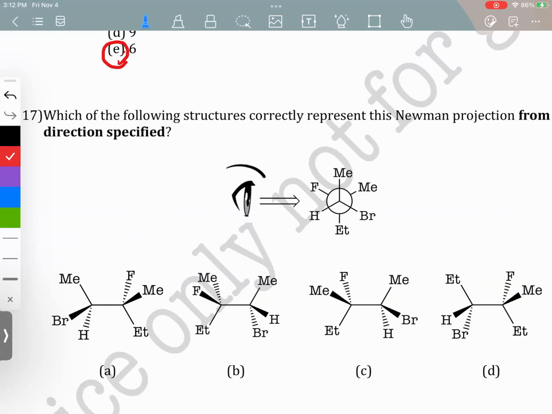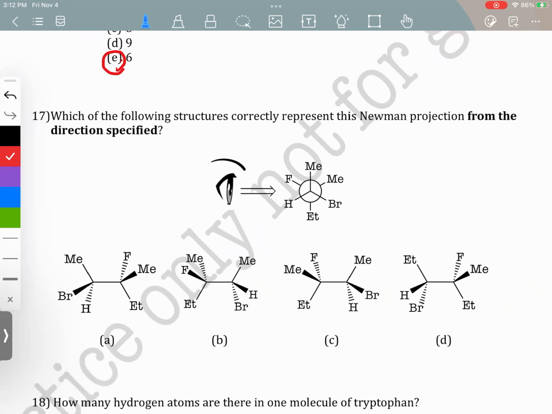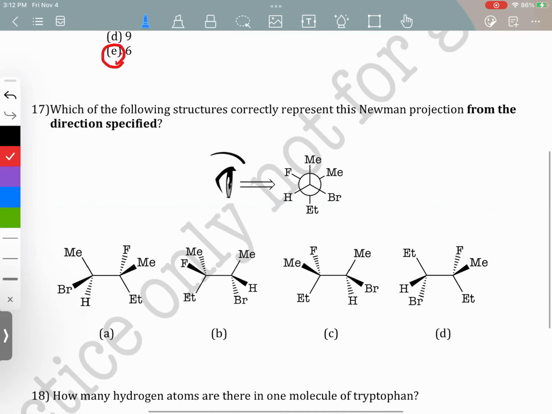Looking from the left. So now, which of the following structures correctly represents this Newman projection from the direction specified? This carbon here would be the first one. The carbon in the back would be the second. So I'll just put that in blue. Second carbon back. The tip of this pen would be the first carbon, the back would be the second.